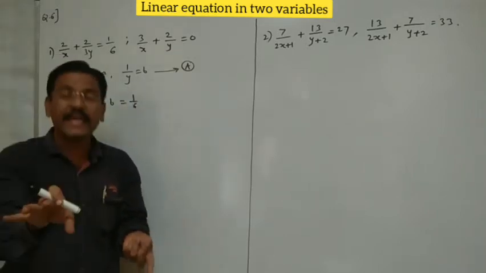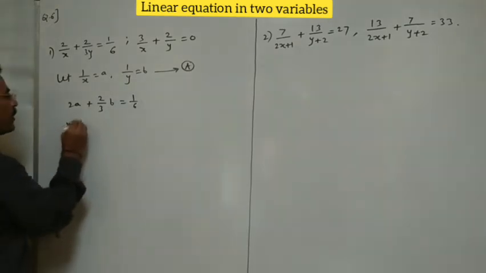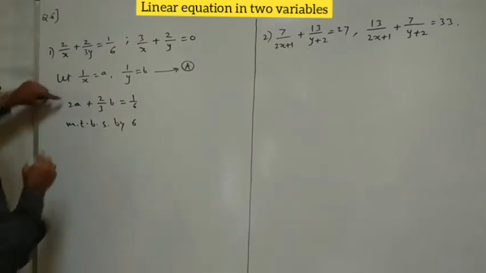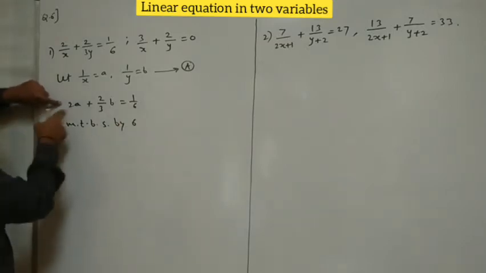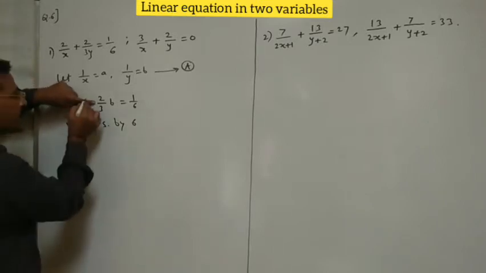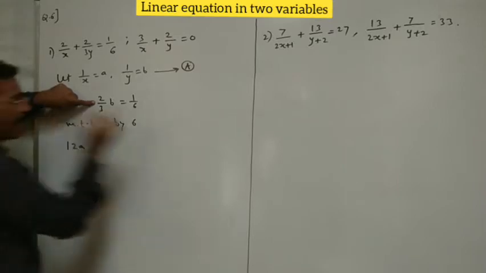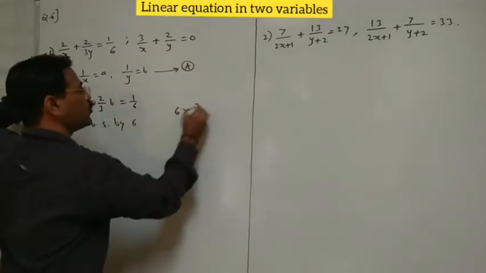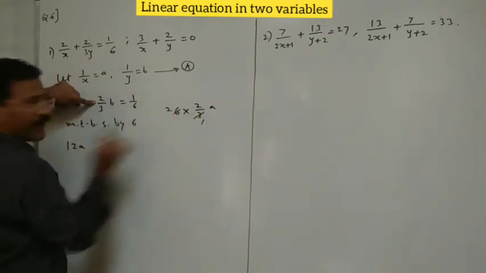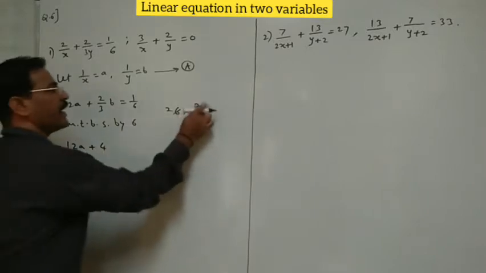So by that LCM, multiply both sides by 6. What will you get here? Look here. If we multiply by 6 here, what will you get? 6 2s are 12, so 12a. Here, if we multiply by 6, 6 into 2 by 3 b: 3 1s are 3, 3 2s are 6, so 2 2s are 4b. What will you get here? 4b, sorry, not a, it is b.